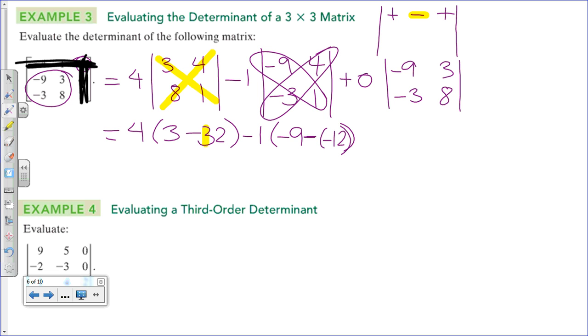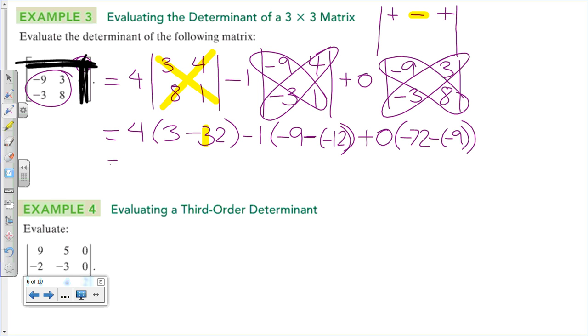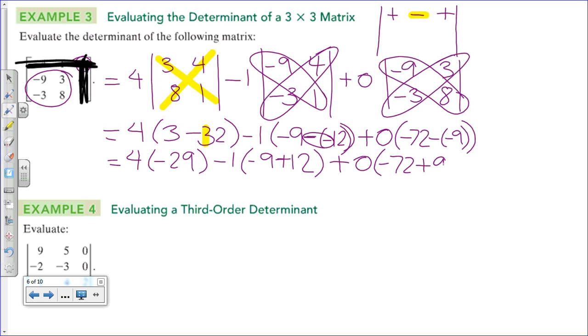Now here I do have a 0, I will just demonstrate what will happen once. So negative 9 times 8 is negative 72, and minus the product of negative 3 times 3, which is negative 9. Next we have 4 times negative 29 minus 1 times negative 9 plus 12, because we have negative times negative. And then we have plus 0 times negative 72 plus 9.